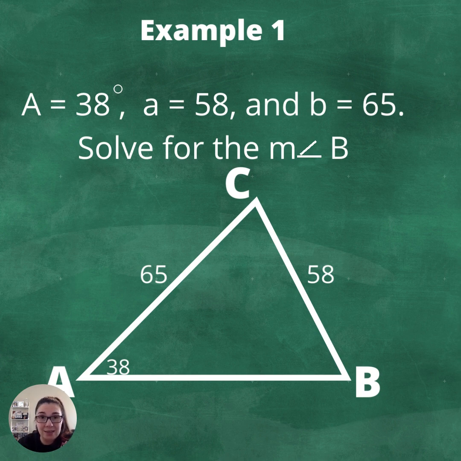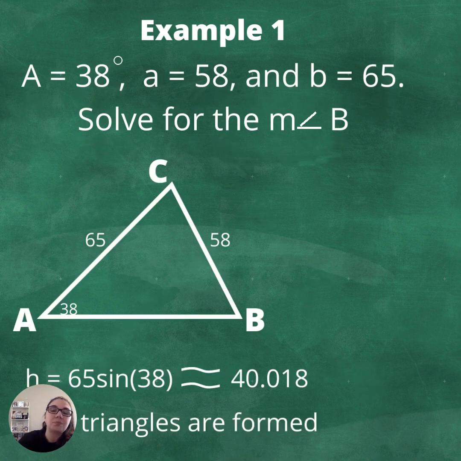So angle A has a measure of 38. The side opposite of that angle is 58. The side opposite of angle B is 65. So that's what my picture looks like. Now, if I wanted to solve for H, because we know that there's a relationship with A and H, that's what I'm going to do.